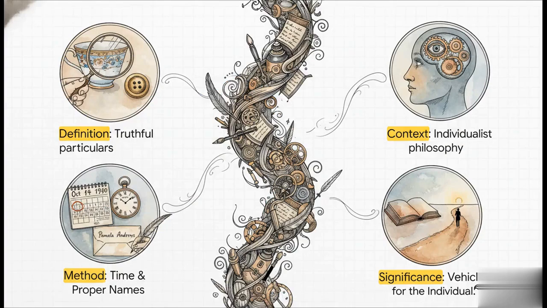So let's wrap it up. The novel's DNA is basically made of these four key things. Its definition? It's a truthful report of particulars. Its context? It grew right out of individualist philosophy. Its method? Using original plots, real names, and specific time and space. And its ultimate significance? It is the perfect art form for a culture that puts the individual front and center.